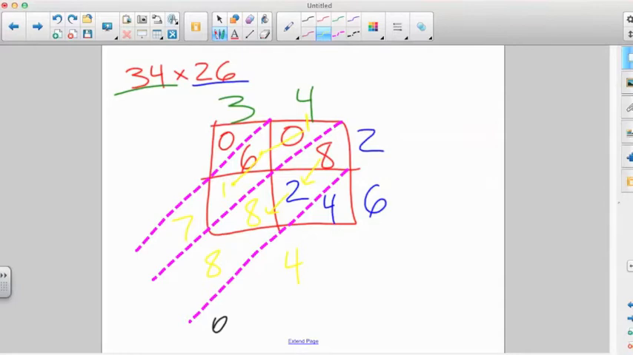Oh, no, I've made a mistake here. 1 plus 6 is 7. 7 plus 1, that's 8. So again, Mr. Hack makes mistakes all the time. Make sure that we find our mistakes. That's important. So our final solution, as we can see, is 884.